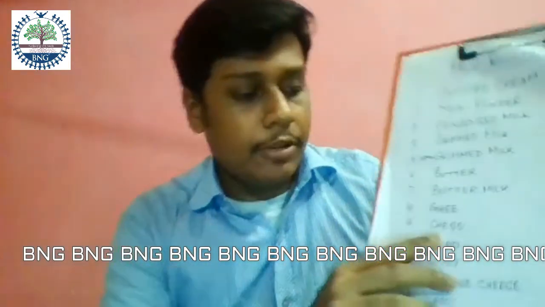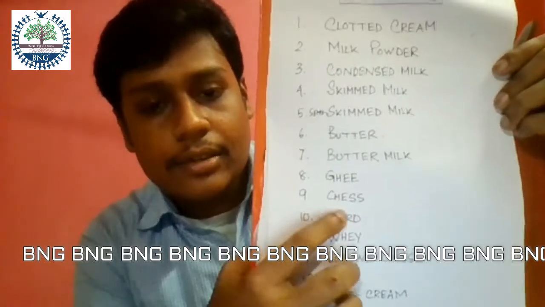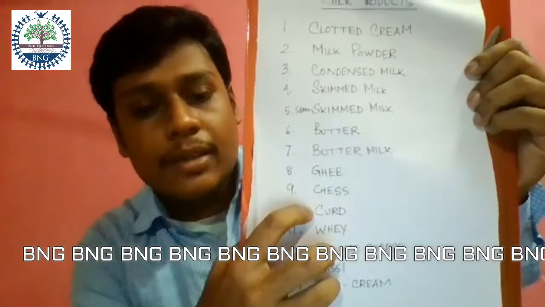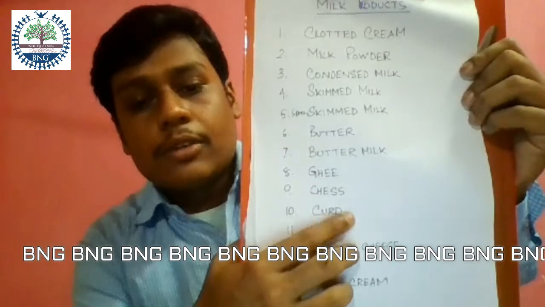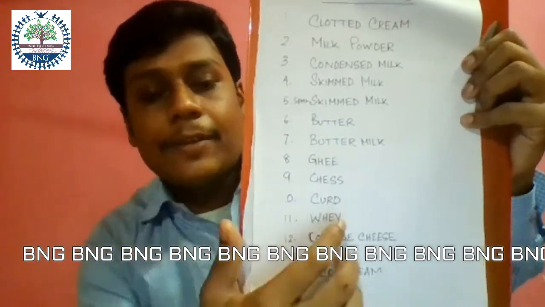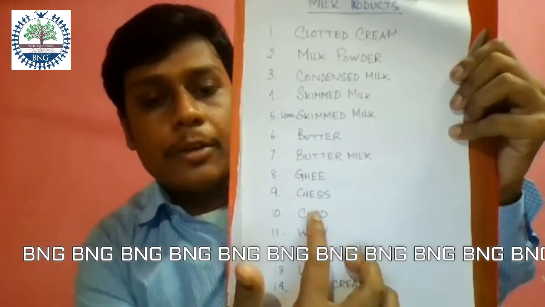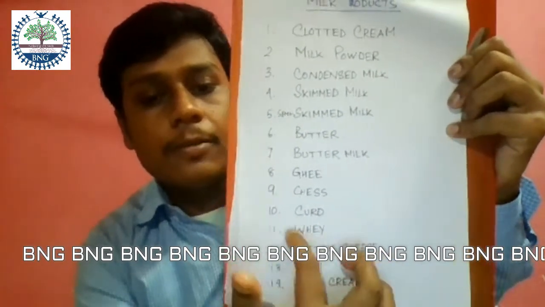So the next product is curd. Okay, curd is basically solidified milk which is made by the coagulation process of the milk, breaking the milk with acidification. Okay, next, whey. In the curd making process, the water content we get is called whey.